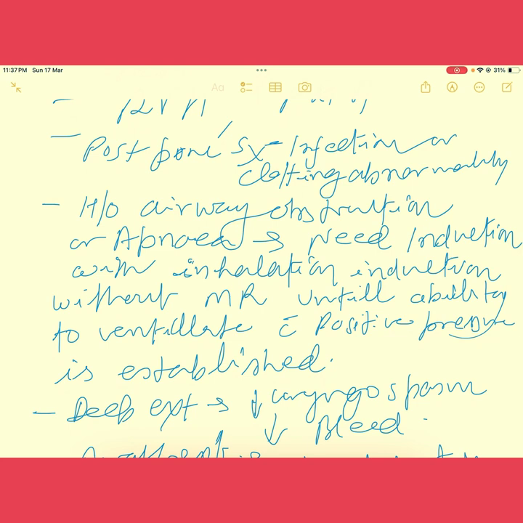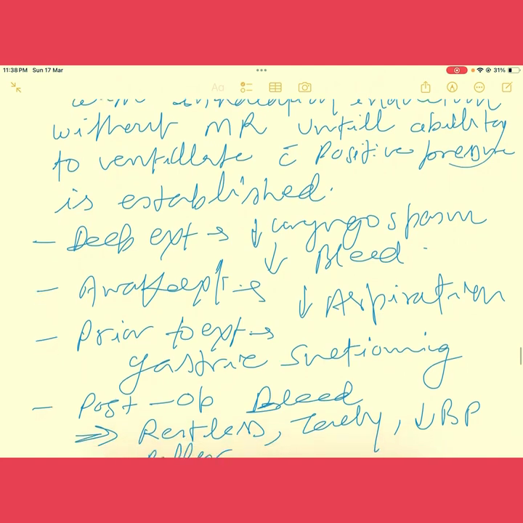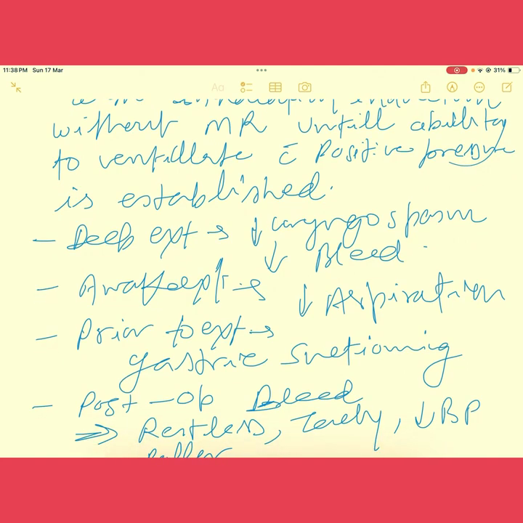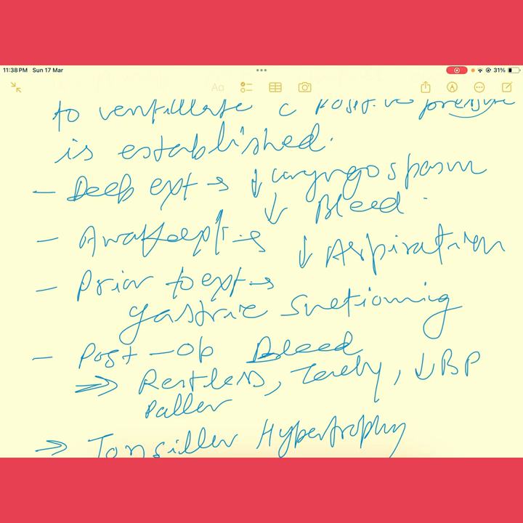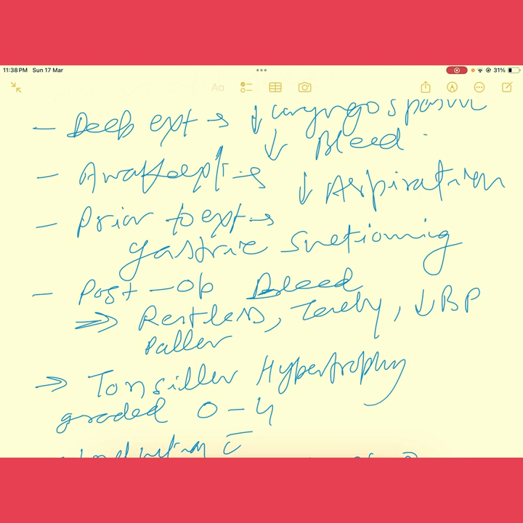If there is a history of airway obstruction or apnea, induction with an inhalational agent is preferred, without muscle relaxant, until the ability to ventilate with positive pressure is established. Deep extubation leads to decreased laryngospasm and decreased bleeding, but awake extubation leads to decreased aspiration. Awake extubation is preferred. Prior to extubation, gastric suctioning is done. Post-op bleeding presents with restlessness, tachycardia, decreased BP, and pallor.